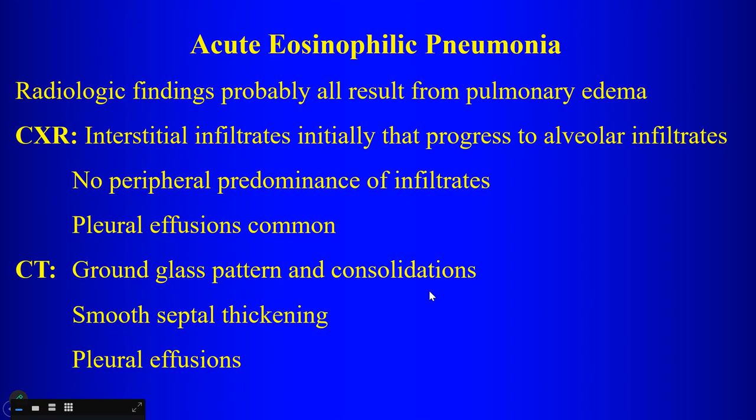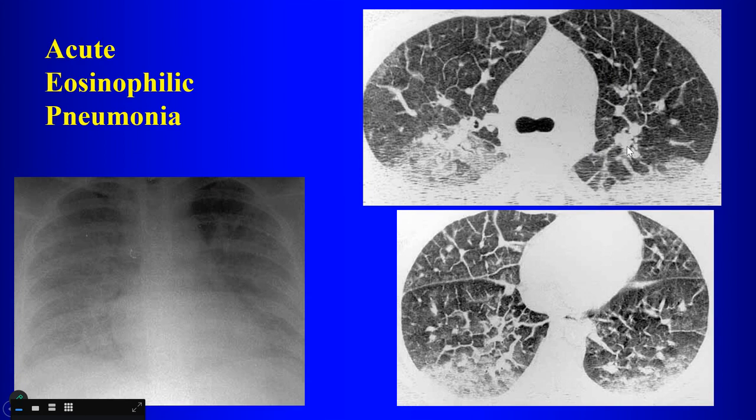But there it is. The radiologic findings probably result from pulmonary edema, so you can have ground glass, consolidation, septal thickening, pleural effusion. So sometimes the picture can look very much like pulmonary edema, interlobular septal thickening, ground glass opacities here throughout the lung. So that we might see with acute eosinophilic pneumonia.